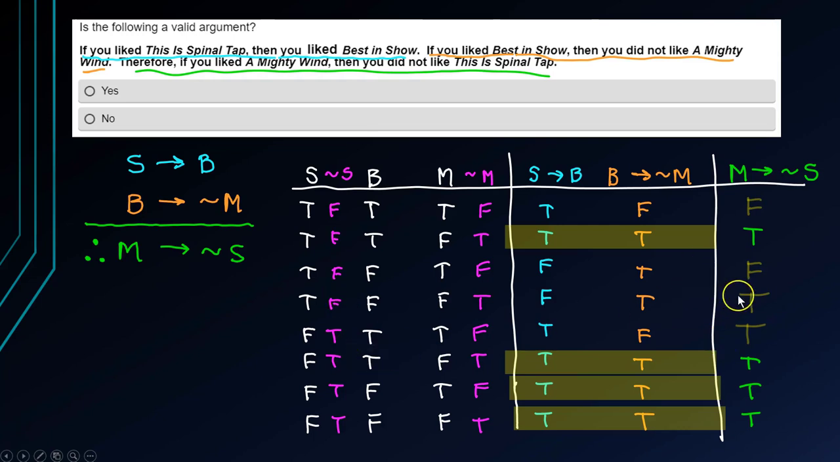Now, I didn't need all of those. I just needed the ones that are associated with the instances where both if S, then B, and if B, then not M are true. And you can see in every instance there, I end up with a true statement. There are instances where this could be false, but they didn't occur when both of these were true at the same time. Therefore, they don't matter for determining the validity of this argument. Every instance where both of these statements are true, this ended up being true as well. So as a result, this is a valid argument.